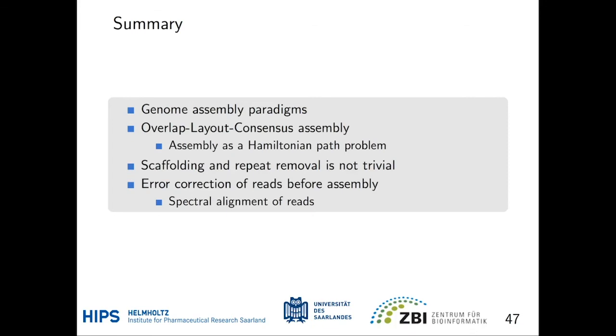So, to summarize the lecture today, we have introduced different genome assembly paradigms very briefly, and then we concentrated on the OLC assemblies, which are finding Hamiltonian paths in overlap graphs. Then we touched upon how you can do scaffolding to deal with repeats and segments of low coverage, and we have seen that it is very non-trivial. And then we briefly touched upon error correction of reads before assembly using spectral alignment of reads.